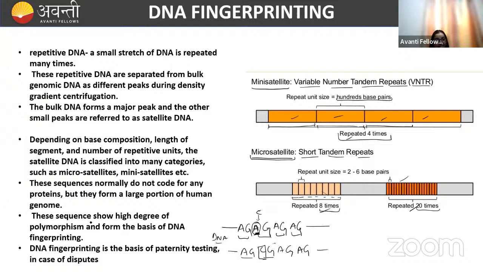So this high degree of polymorphism is the basis for DNA fingerprinting. And we know that these polymorphisms are inheritable. They can pass from the parents to their offspring. So we can also use DNA fingerprinting to resolve paternity disputes or for paternity testing.